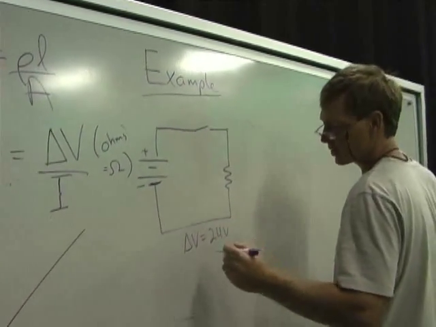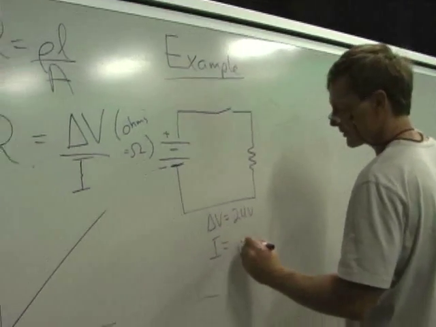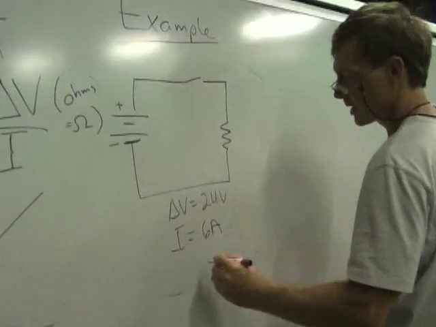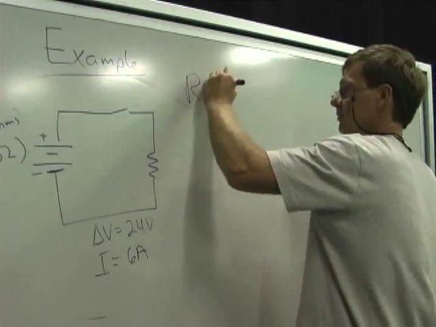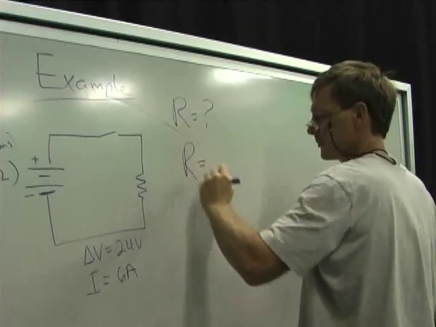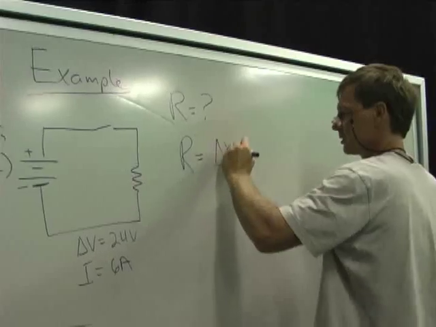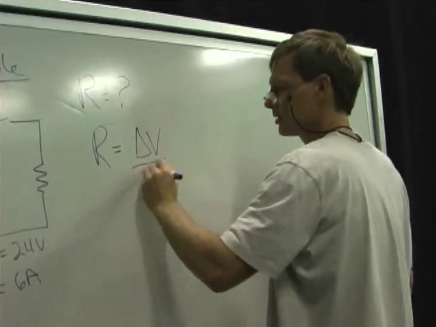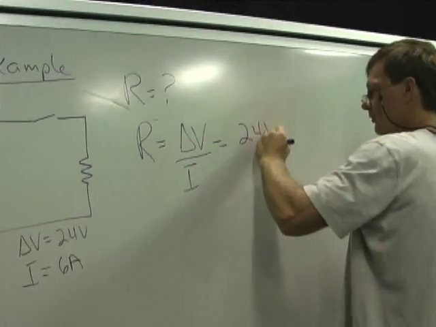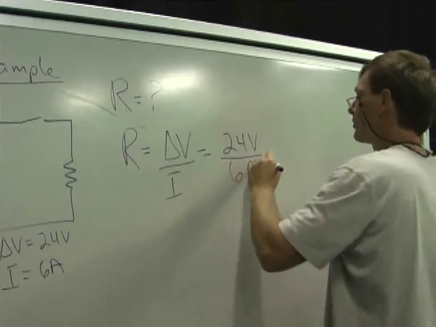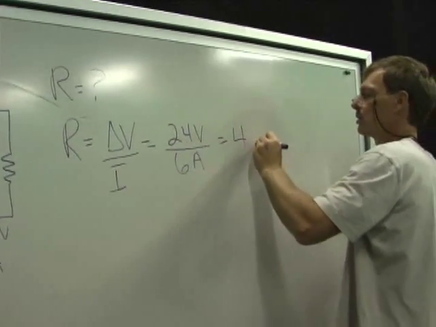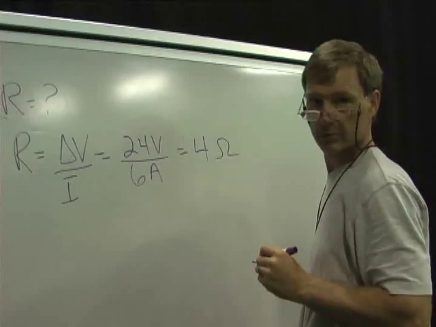So let's say we've got a current of 6 amps. I want to know what's the resistance. The resistance is the voltage, potential difference, divided by the current, which is going to be 24 volts divided by 6 amps, which is going to be 4 ohms.